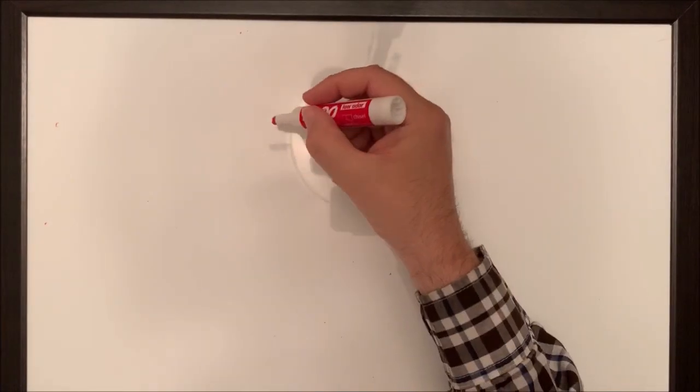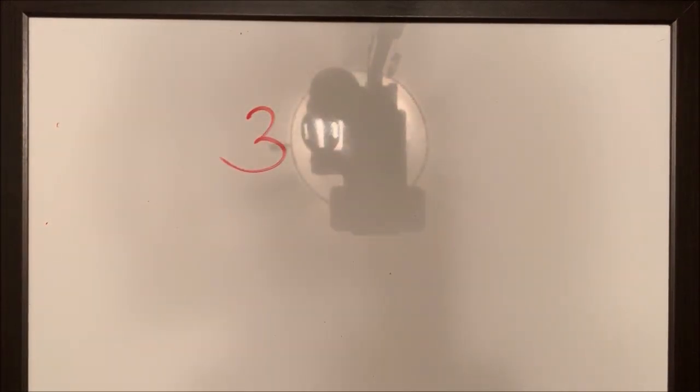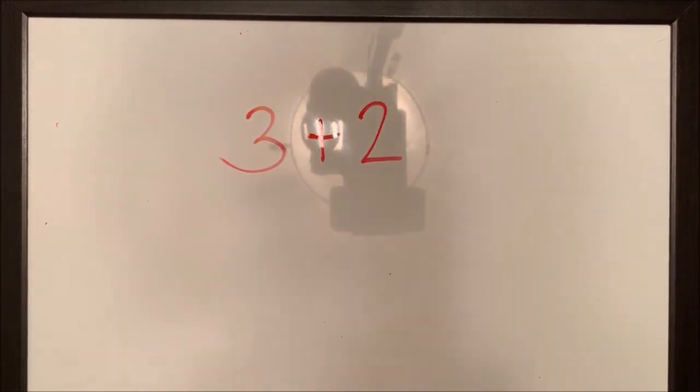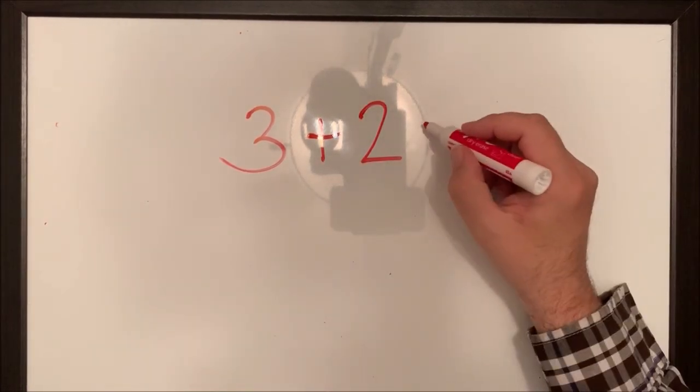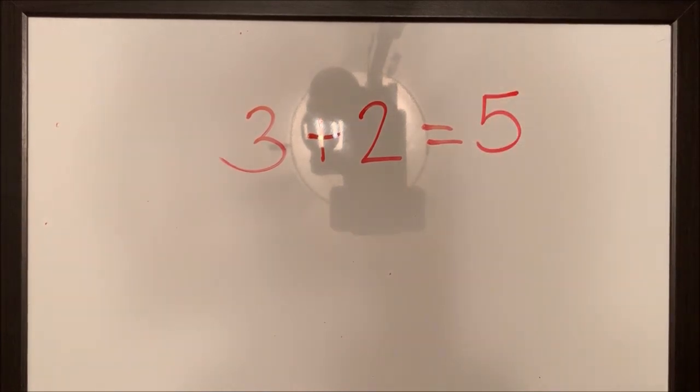Okay, boys and girls, we're going to learn about the inverse relationship between addition and subtraction. So if I had 3 apples and Mr. Priolo had 2 apples, altogether we have 5 apples, which is the sum.